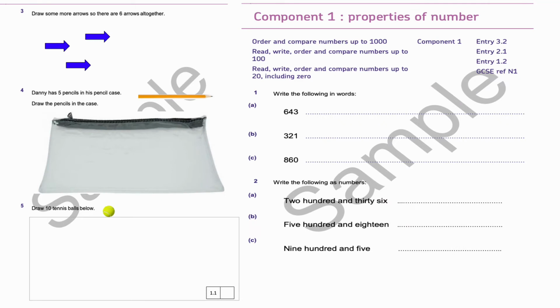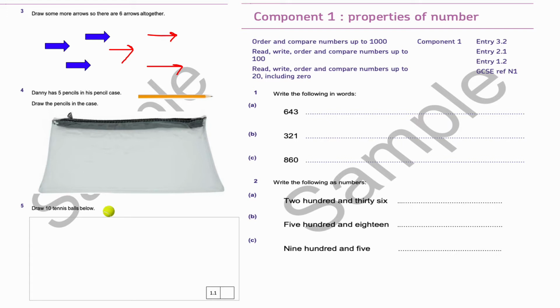Okay, this is question number 3, guys. Draw some more arrows. So there are 6 arrows altogether. Currently there are 3 arrows. So I'm going to do 4 arrows, 5 arrows, and then 6 arrows, guys.